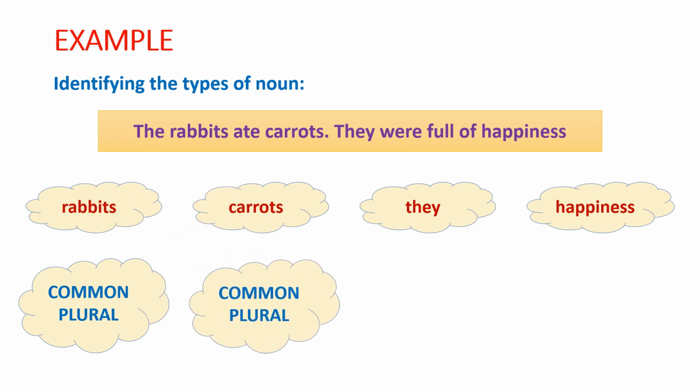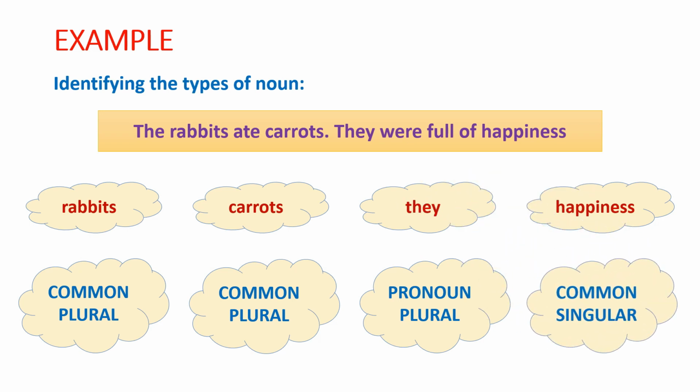And carrots is also common and plural. They is a pronoun because we can replace they in place of rabbits, so it is a pronoun and it is plural. And happiness is a common and singular noun. Happiness is not a unique thing, so it is common and singular.